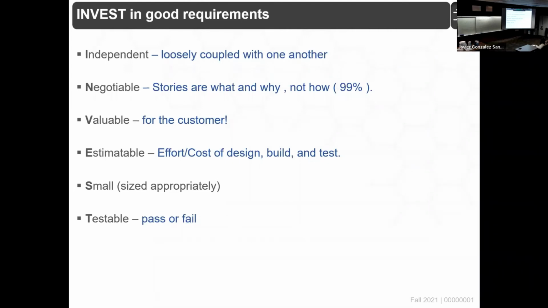Make sense? Moving forward, the last one, testing.